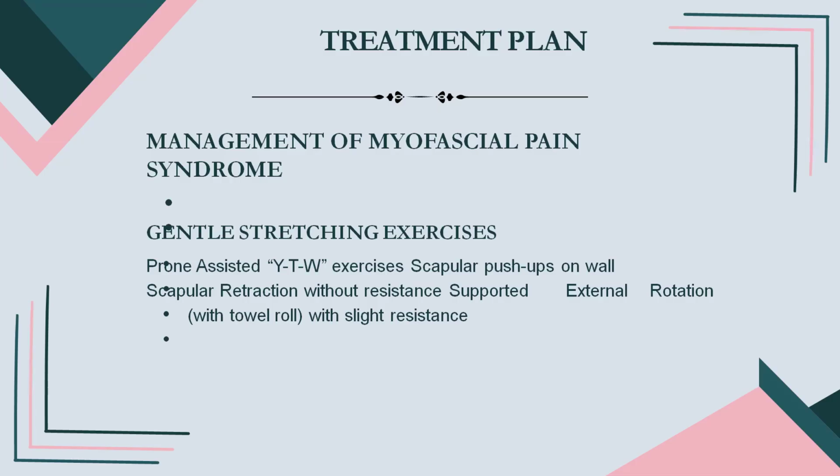Now, what are YTW exercises? These are shoulder and upper back strengthening exercises that target the scapular stabilizers, which are the muscles around your shoulder blades. They are called YTW because your arms form the shapes of the letters Y, T, and W when viewed from the front or above. They are specially used for postural correction.